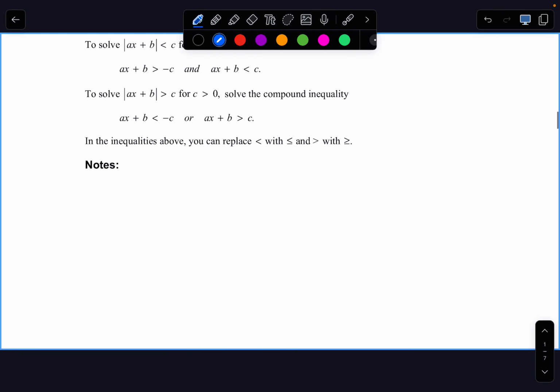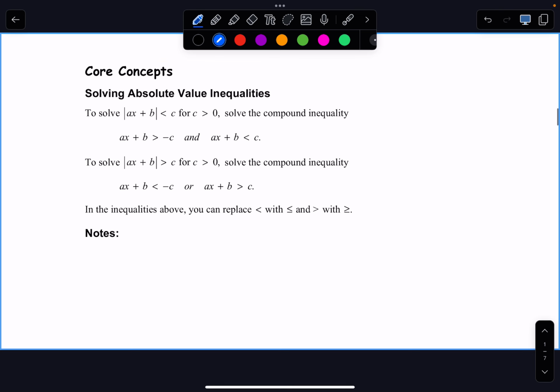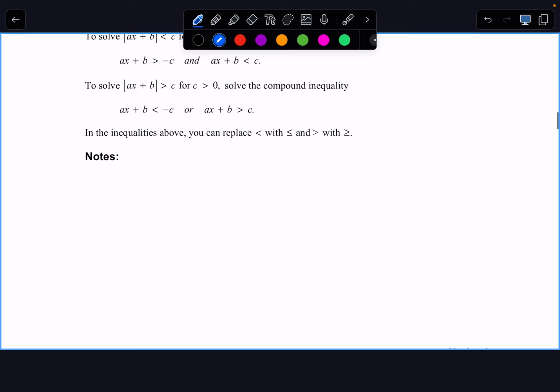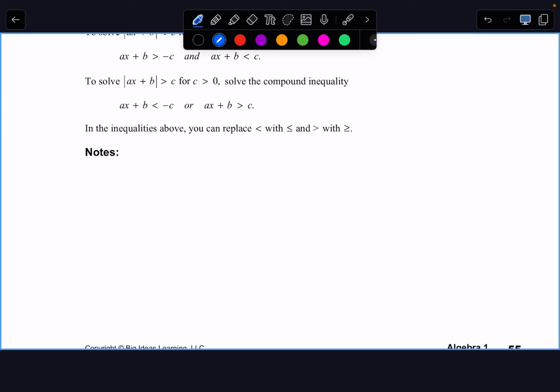So, I want you to come down here. We have two different compound inequalities. We have and, we have or. Based on the inequality sign, it will determine, do we have an and, do we have an or? Okay. So let's say, down here where it says notes, I'm going to kind of rephrase what it says up there. Let's say we have the absolute value of ax plus b is less than c.